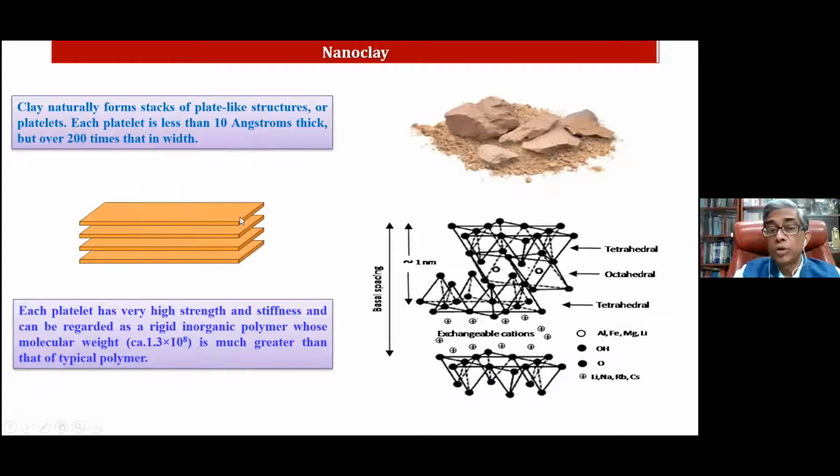This is the structure. In these layers you also have a structure that is a combination of tetrahedral and octahedral structures, and then they have exchangeable cations in between. This is another place where we can play with this. So you can see that it is 1 nanometer. That's what I've shown here.